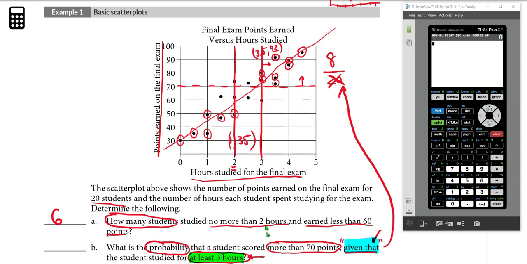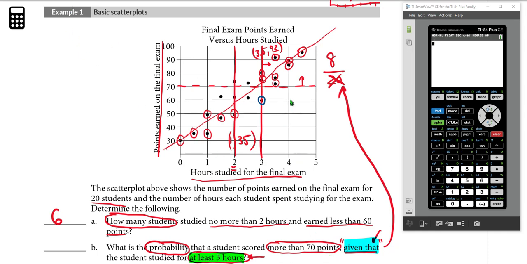So if we were to select a student who scored more than 70 points out of only the students who studied for at least 3 hours, well, I'm going to do this in a different color, there's only one more student who studied at least 3 hours. And it's that student who I just circled in blue. So if we're looking at only the students who studied at least 3 hours, it's 9, right? These 8 plus this 1. And 8 of those students, 8 out of the 9 students, scored more than 70 points.